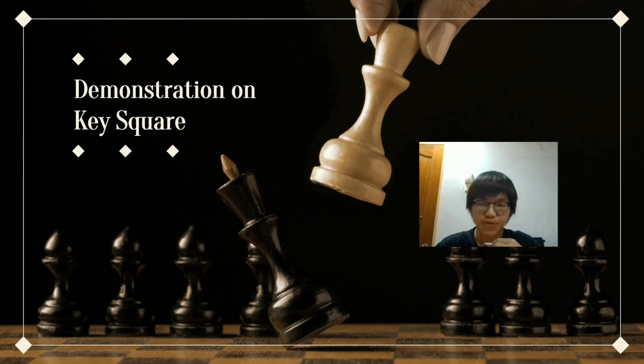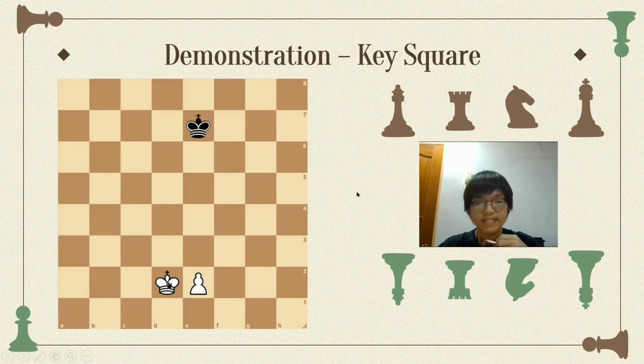Next, I will do the demonstration on key square. On this chessboard, we can see that we have the white king, white pawn, and the black king. This demonstration is done by using the Lichess web. So we can start the demonstration now.